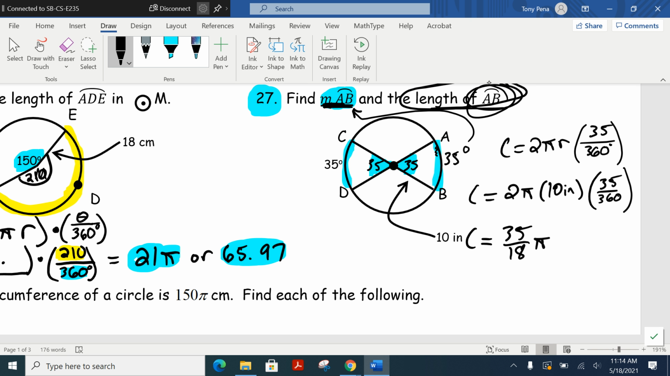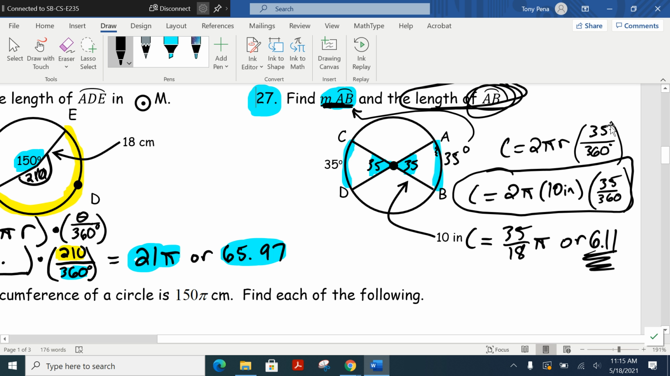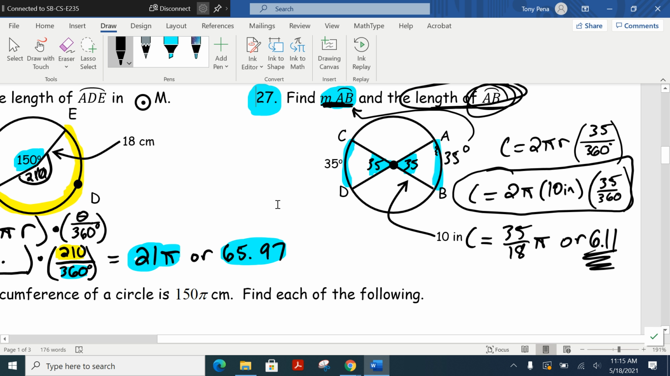All right, and we get 6.11. And again, you could throw this in your calculators. They are pretty smart, unless you have a really old calculator. If you just make it look like this on your calculator, the calculator handles all the order of operations, and it's going to give you that 6.11 right from the beginning. Okay. All right. Good.